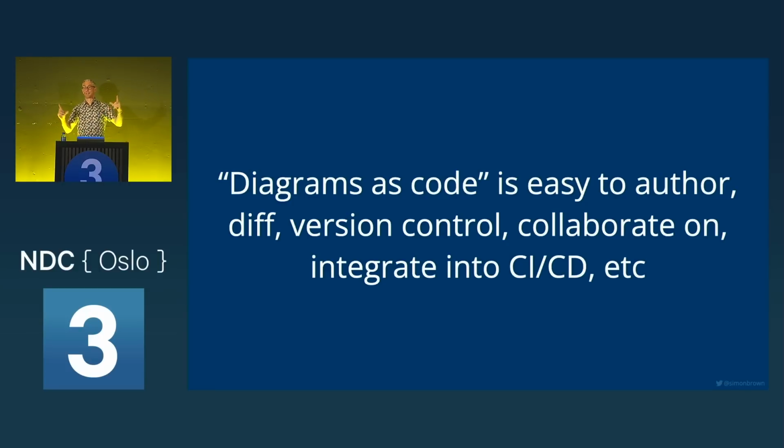Diagrams as code is awesome because it's easy to author, it's just text. As developers, we like text. We have lots of tooling and IDEs to support text. There are plugins for things like VS Code that do completion and IntelliSense. These are text, so they're easy to diff, easy to version control, and many of these tools have automated CLI-type environments, so you can automate these and push them into your CI/CD build process. So you can have automatically generated architecture diagrams.